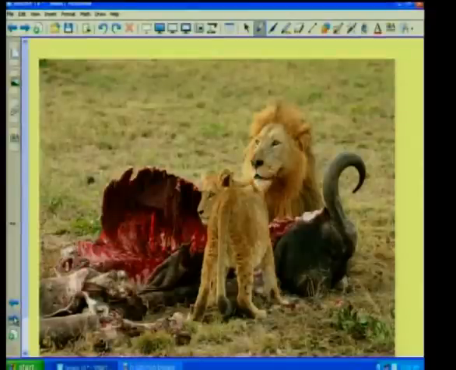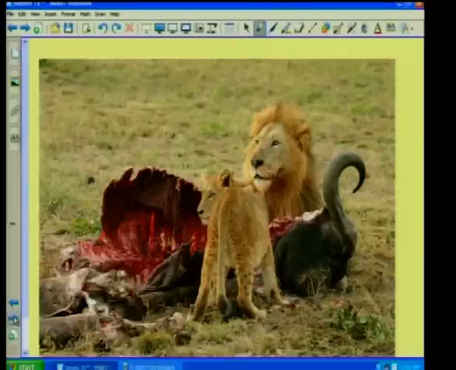We self-regulate. Here I've got a lovely picture of, this is clearly a buffalo. And you've got your daddy lion there. And here's a little cub that's just sort of come to eat a little bit as well. But you can see this buffalo's been well eaten.